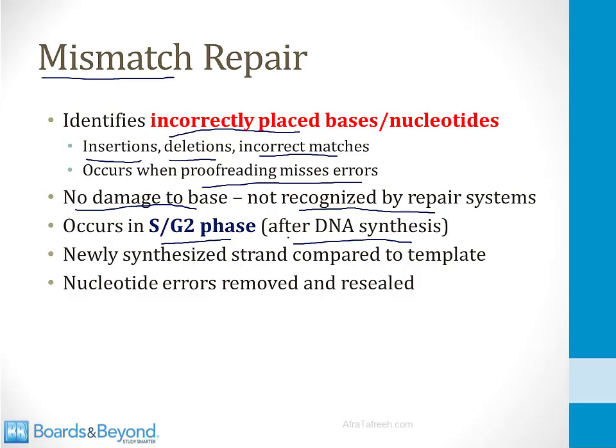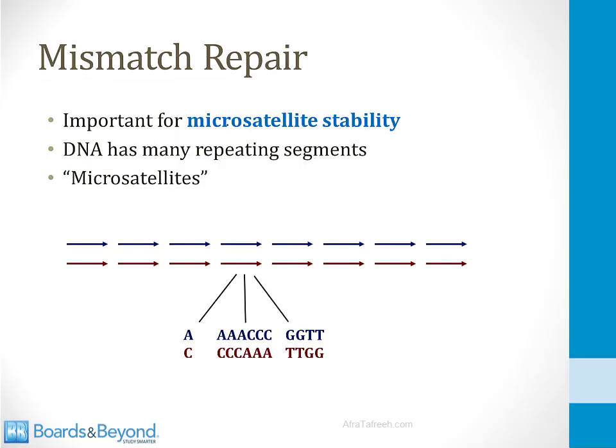The way this system works is that the newly synthesized DNA strand is compared to the template strand, and if there are nucleotide errors, they are removed and then resealed. The mismatch repair system is very important for maintaining what's known as microsatellite stability. It turns out that the DNA in our genome has many repeating segments, and these are called microsatellites.